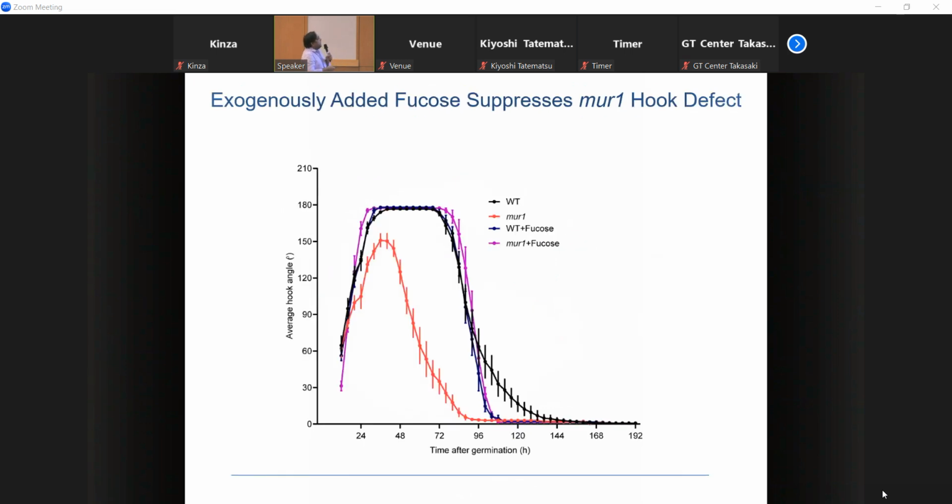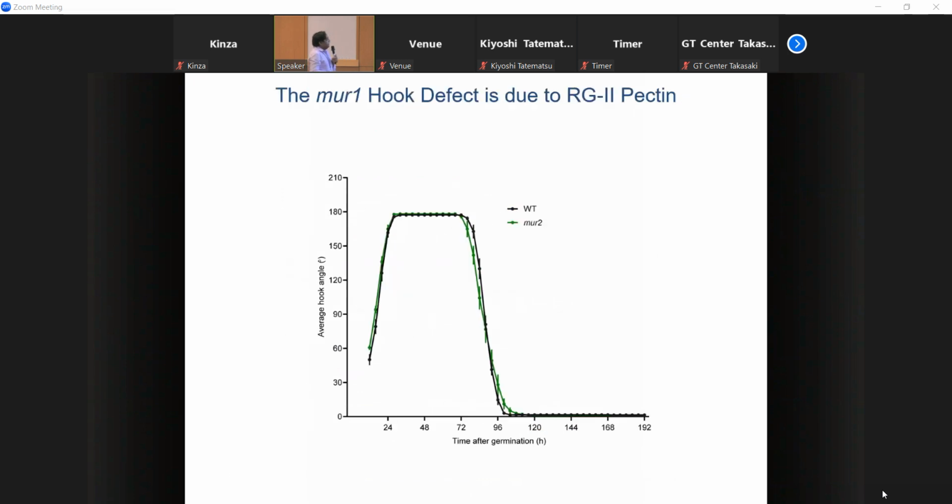And because it was a fucose deficient mutant, when we provided boron, of course it should be rescued, and it is rescued. As I have shown earlier, L-fucose is required in both xyloglucan and pectin. So we wanted to check whether this defect is due to xyloglucan or pectin. The mur2 mutant provides the L-fucose in xyloglucan, and it doesn't show any defect. This suggests that the MUR1 hook defect is due to RG2 pectin.